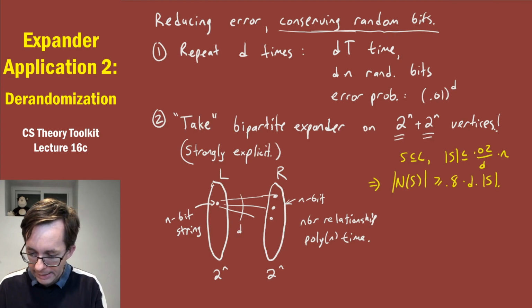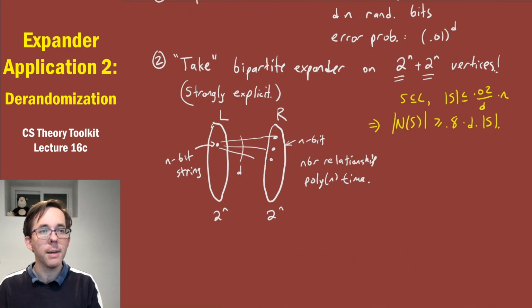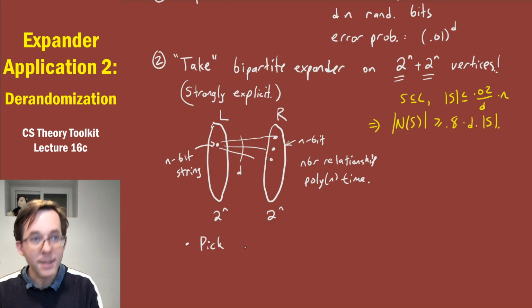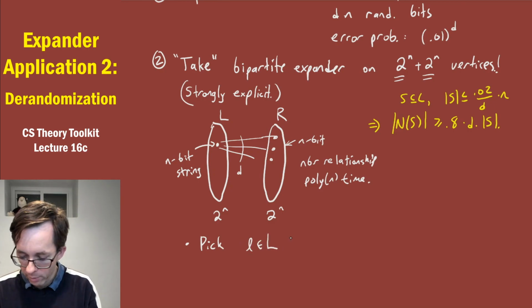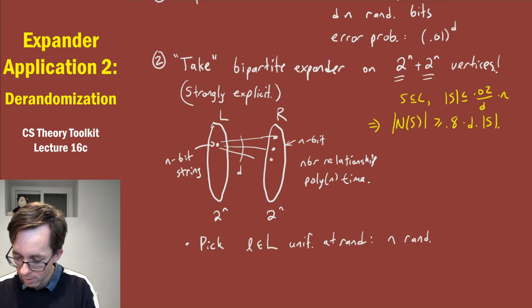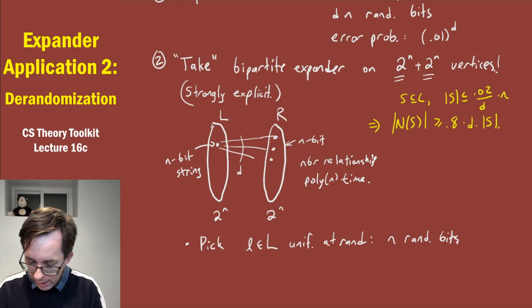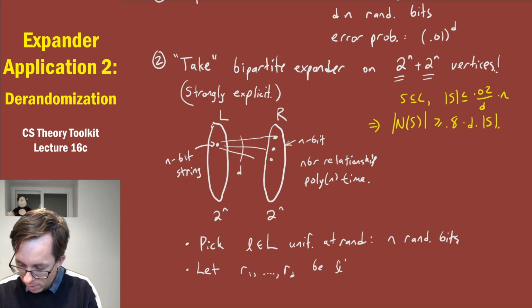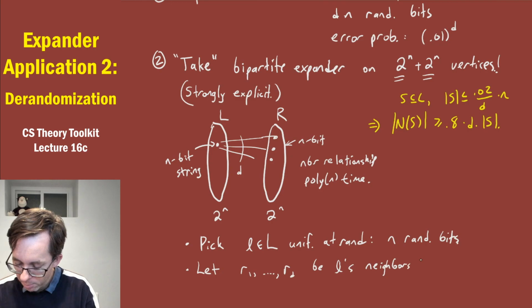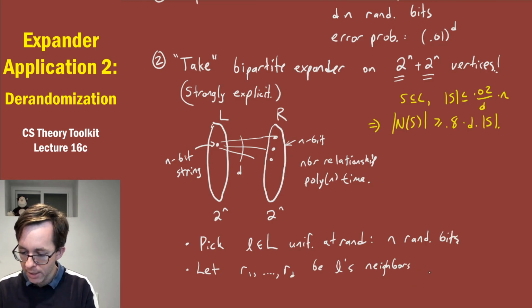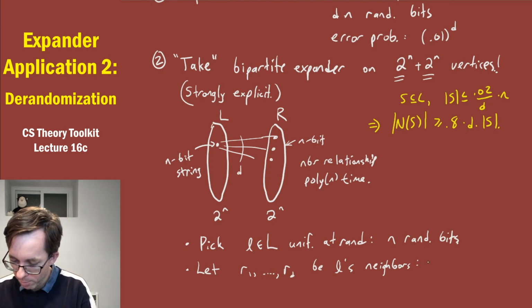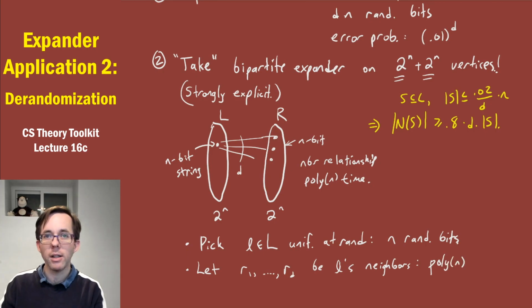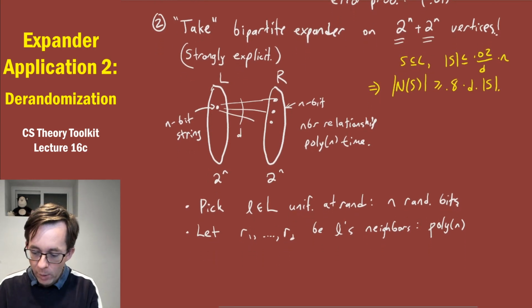So what is the actual algorithm for trying to decrease the error in algorithm A? Step 1: pick a vertex L on the left-hand side uniformly at random. That's picking a random n-bit string, so this definitely costs you n random bits. No doubt about that. But now, just consider its neighbors. Let R1 through RD be L's neighbors. These are right-hand side vertices, also named by n-bit strings. By the strongly explicit aspect of these bipartite graphs, computing these vertices takes poly n time, which is nice. And now we have D n-bit random strings.